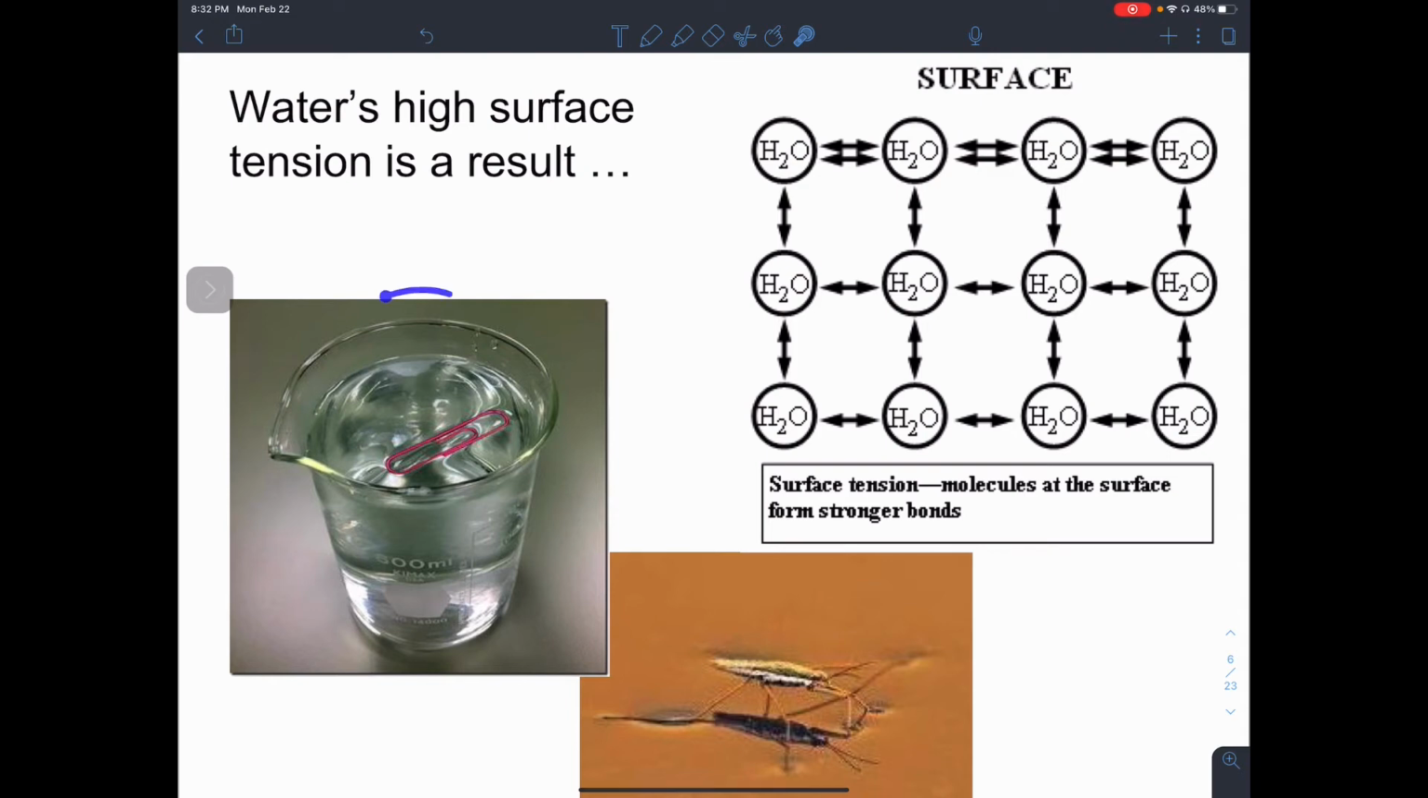You've probably seen this experiment before where a paper clip, which is 1 gram, can actually float on the surface of water. That paper clip is actually resting on a network of water molecules. They're all hydrogen bonding to one another.